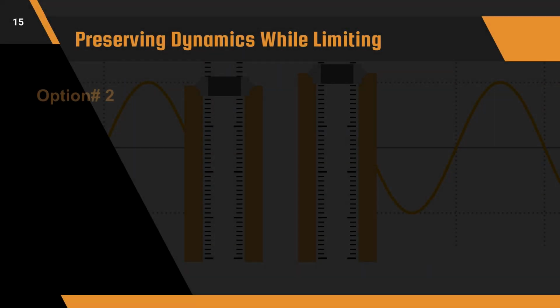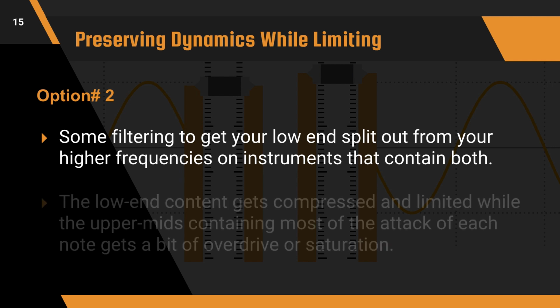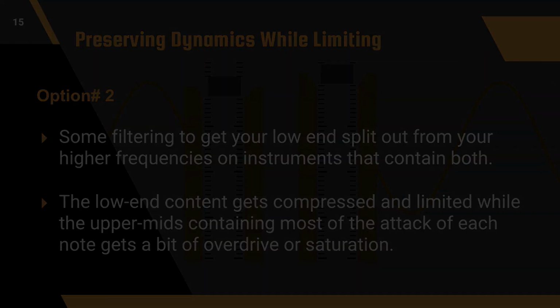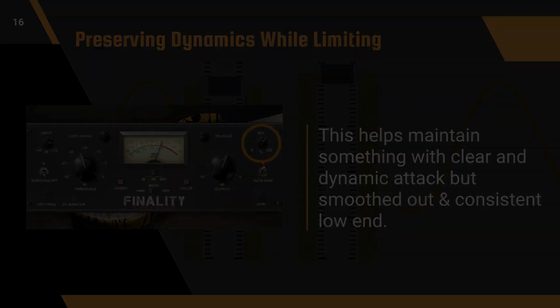Option number two involves using some filtering to get your low end to split out from your higher frequencies on instruments that contain both. When I do this with bass, I like to refer to it as the two-part bass tone. The low end content gets compressed and limited while the upper mids containing most of the attack of each note get a bit of overdrive or saturation. This helps maintain something with clear and dynamic attack but smoothed out and consistent low end that balances well with the kick drum and the subharmonic synths.